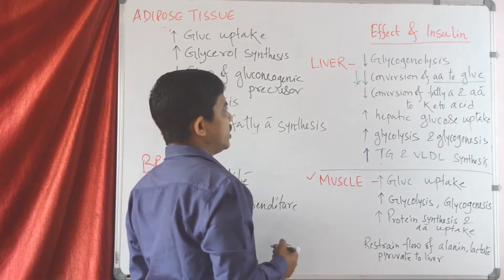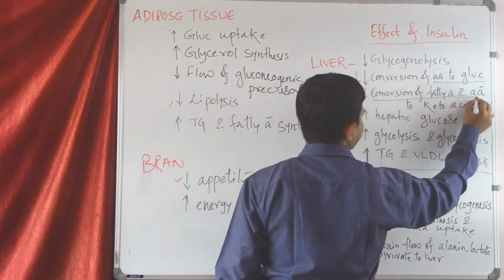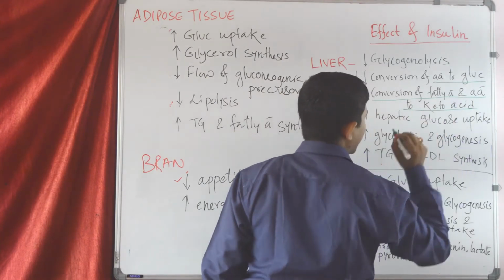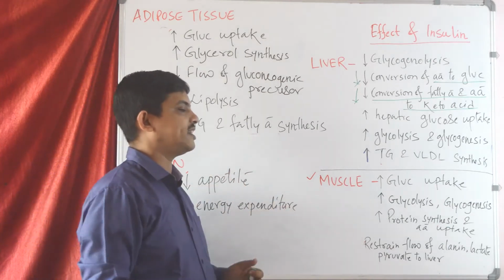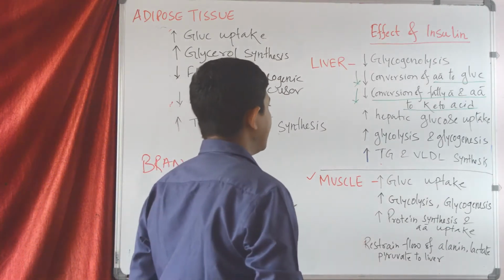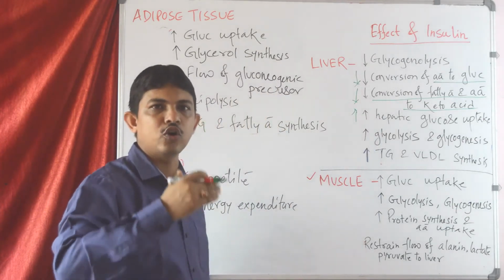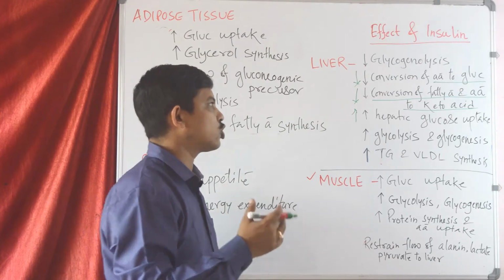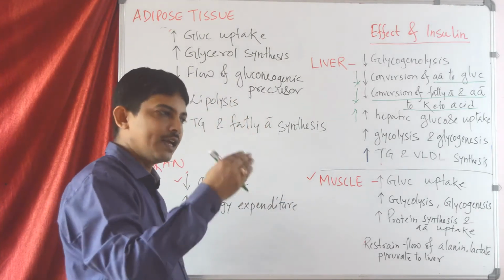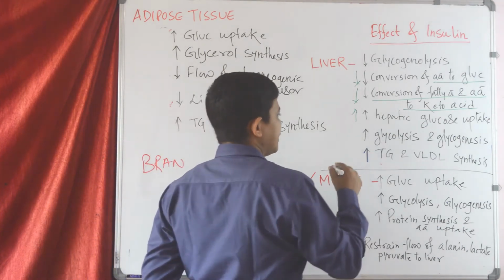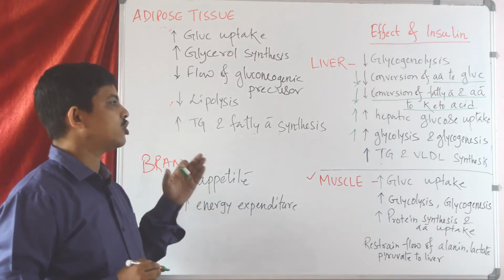In the liver, insulin is responsible for the decrease in the conversion of fatty acid and amino acid to keto acid. So that conversion will also be inhibited. But it enhances hepatic glucose uptake, that means from blood to hepatic cell, the hepatocyte, the glucose uptake will increase, so that the blood glucose level will reduce. Then it will also promote glycolysis and glycogenesis.